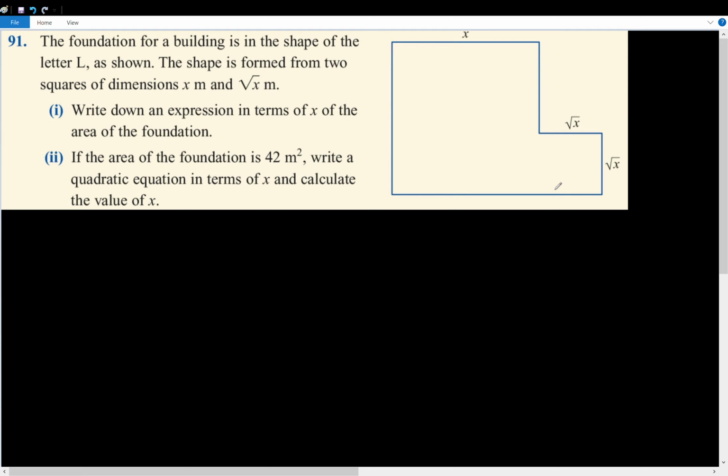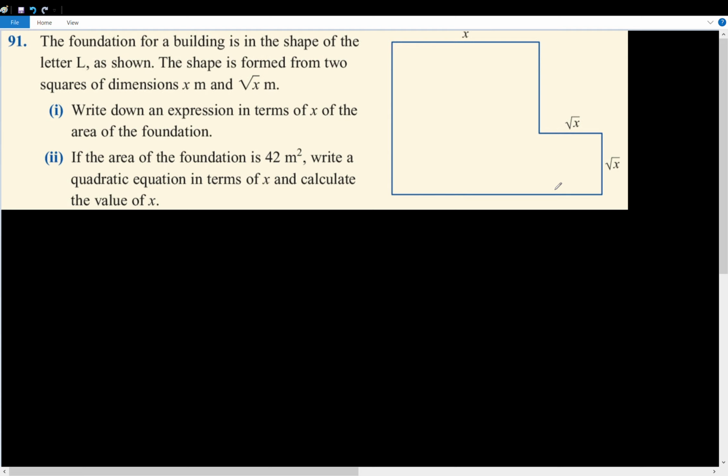We have to write down an expression in terms of x for the area of the foundation, and then if the area of the foundation is 42 meters squared, we have to write a quadratic equation in terms of x and calculate the value of x. So we'll start off by writing an expression in terms of x for the area of the foundation.